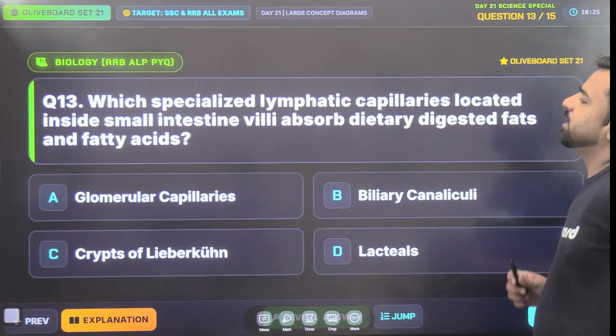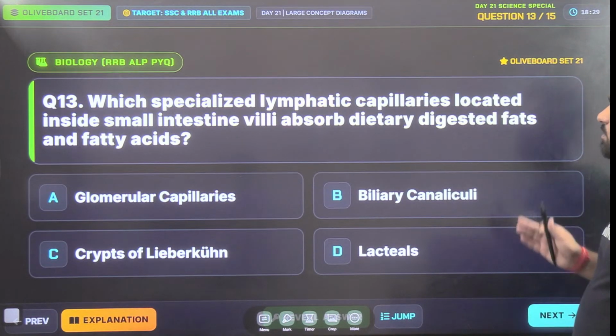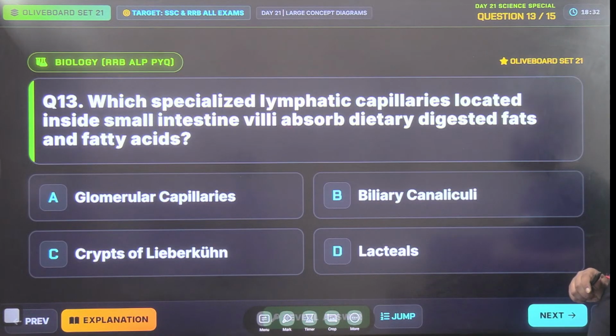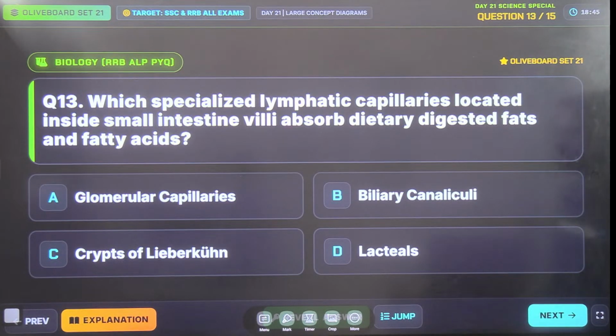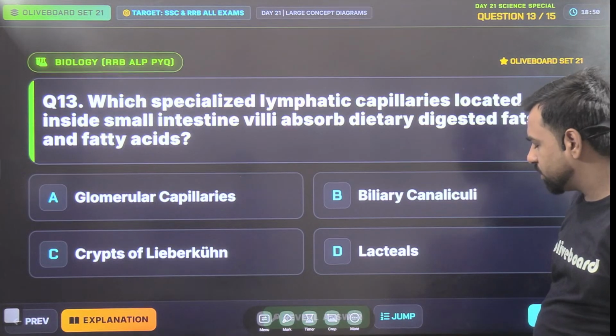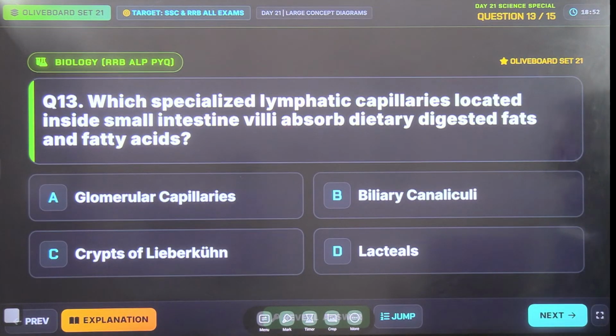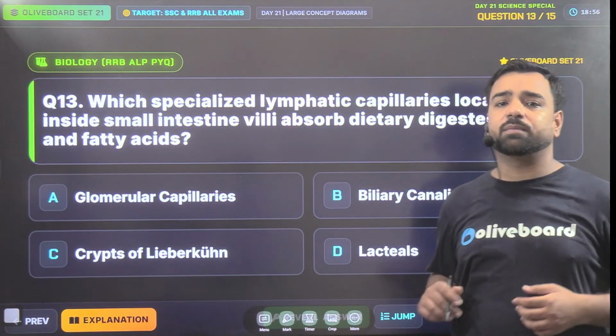Next, which specialized lymphatic capillaries located inside small intestines will absorb dietary digested fats and fatty acids? You have four options. Tell me what should be the correct answer in this case. Is it glomerular capillaries? Is it biliary canaliculi? Is it crypts of Lieberkuhn, or is it lacteals? The correct answer will be lacteals over here. So what is the answer? The correct answer is option number D.